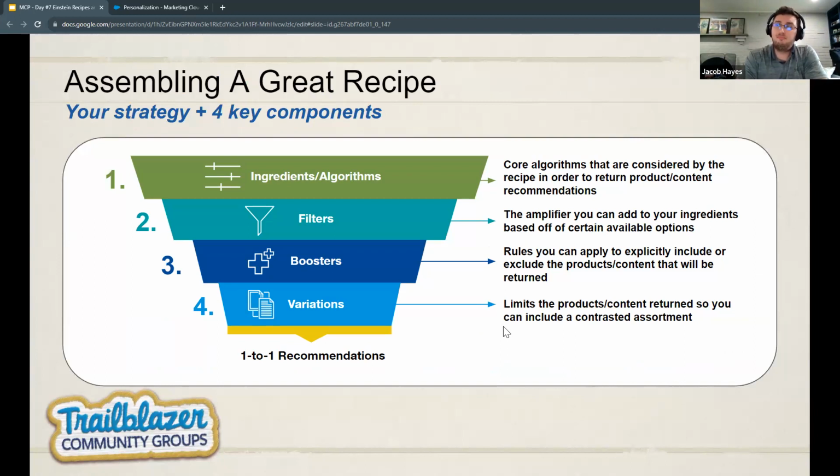So first, we're looking at your strategy along with 4 key components to create a recipe. And those 4 components, as you see on the screen, are ingredients or algorithms, filters, boosters, and variations. I'm not going to read every item on this screen because we're going to go in depth for each area.